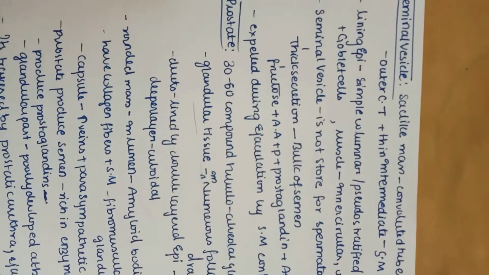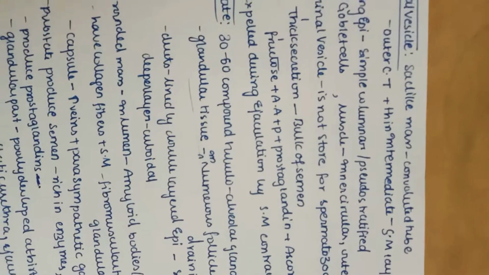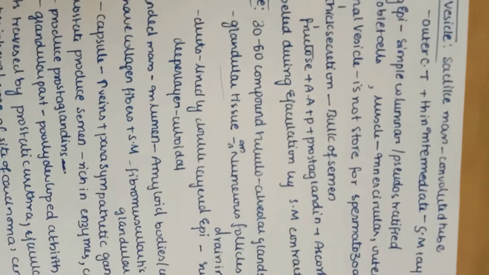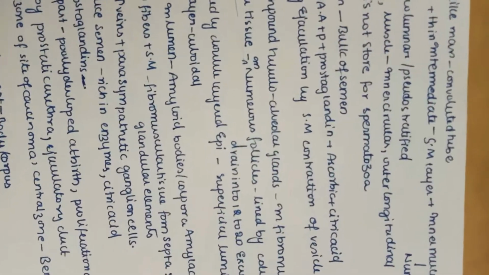So they form a thick secretion that forms the bulk of the semen, and it also has fructose, amino acids, proteins, prostaglandins, and also ascorbic and citric acid. It is expelled during ejaculation by the smooth muscle contraction of the vesicle.